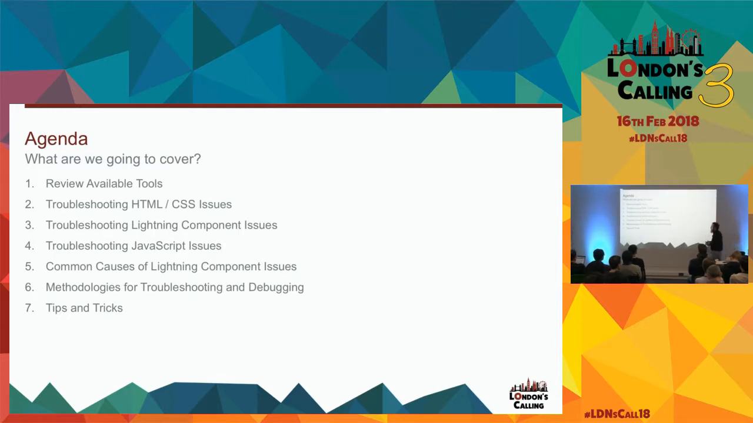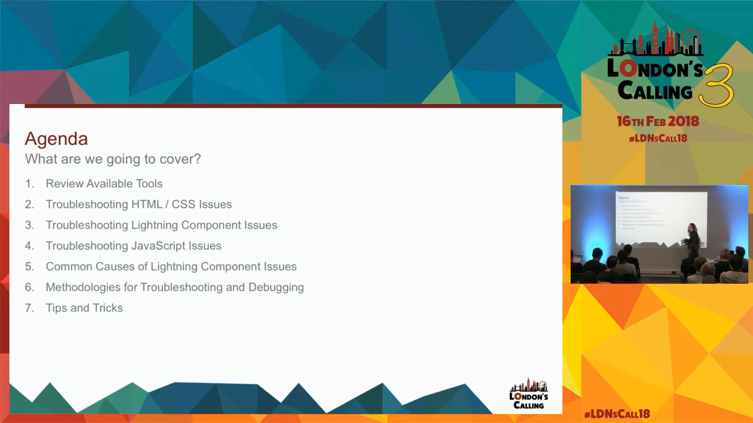So what we're going to cover today, we're going to start with the tools. What's available to you as a developer? How do you figure out what's going on with your Lightning components? We're going to talk about HTML and CSS issues, typically CSS issues. I mean, HTML's been around for 25 years now. You don't have problems with HTML. You have problems with CSS.